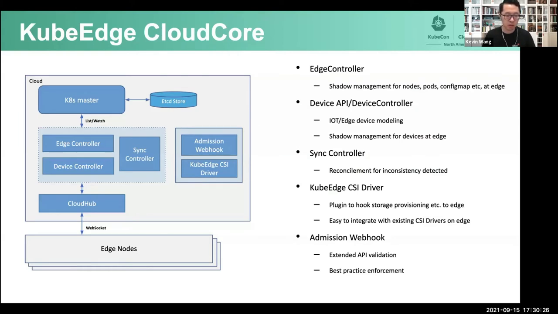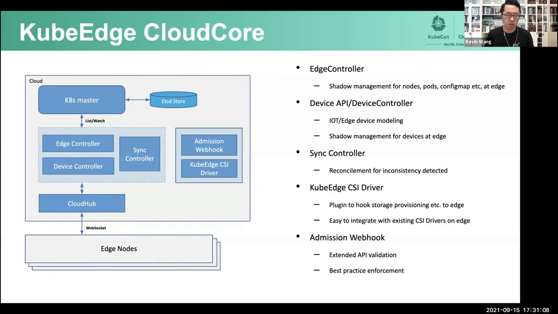And the edge controller is focusing on the shadow management for the core APIs of Kubernetes, actually the nucleus APIs, including the nodes, pods, config maps, and the secrets, etc. And also the device controller is responsible for providing the device API lifecycle implementation provided by KubeEdge, and also focuses on the shadow management for all the devices on the edge.